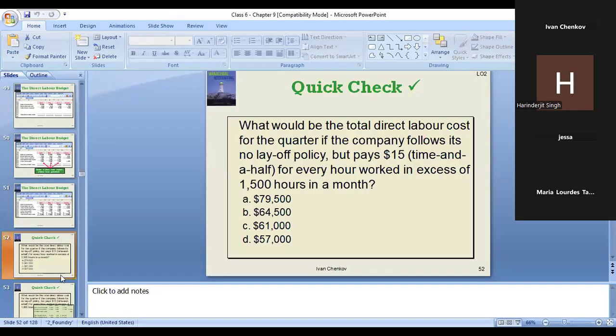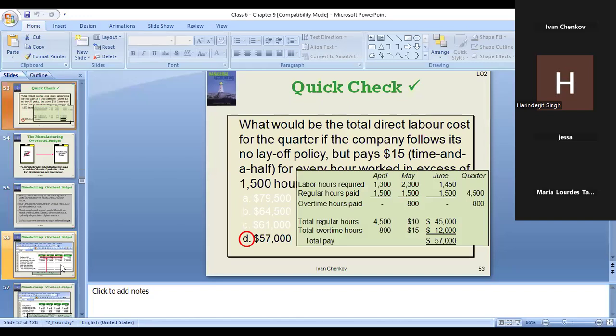So let's see if that matches with our slides. Our answer was D, and that is the correct answer. Again, we pay them the guaranteed 1,500 hours in April, 1,500 in May, and 1,500 in June. That's 4,500 hours at $10. The excess over 1,500, we pay them $15. That's $12,000, total $57,000.